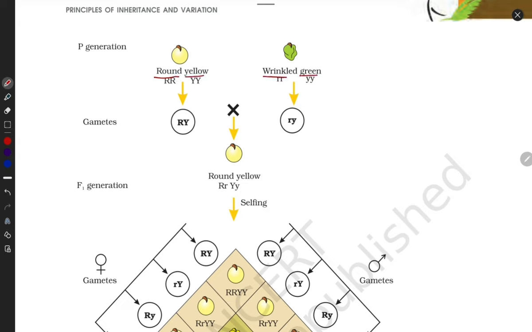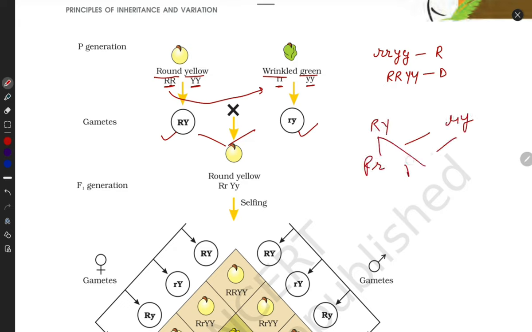Okay, so how do we represent rounded seed? Capital R, capital R. How do we represent yellow color of seed? Capital Y, capital Y. Now, how do we represent wrinkle? Small r, small r. In contrast, guys, how do we take green color? Small y, small y. If I write in small letter, it means they are recessive. If I write in capital letter, it means they are dominant. Now, guys, let's take this gamete and this gamete. Now, cross between them.